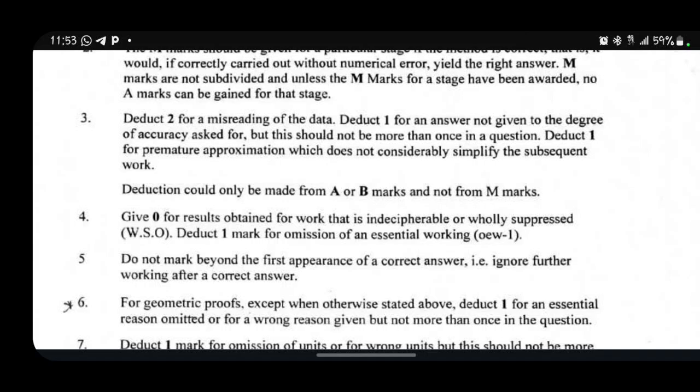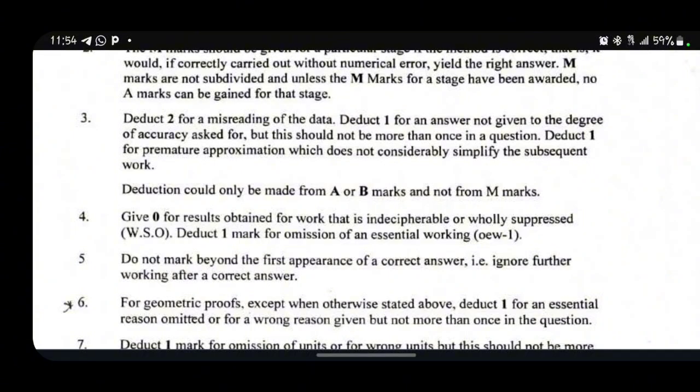Although this is always done just once in a question, that means a student that continually forgets to round off his answer to the degree of accuracy required would have lost so many marks by the end of the exam. So we also deduct 1 mark for premature approximation, which does not considerably simplify the subsequent work.